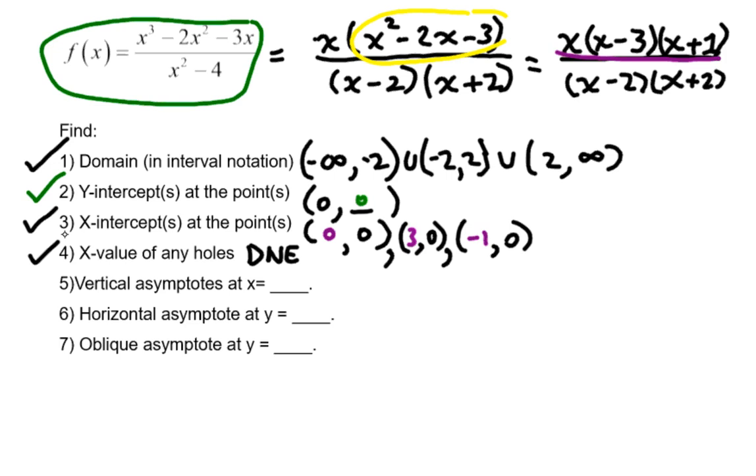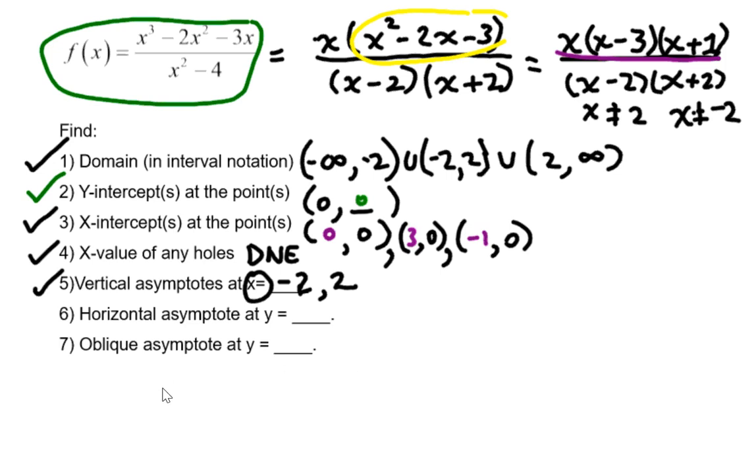The vertical asymptotes of this function would occur at the discontinuities or the values of x that were excluded from the domain. So remember, we said that x could not equal 2 and x could not equal negative 2. So those are the equations of the vertical lines that make our vertical asymptotes. So the answer here is x equals negative 2 and positive 2, because it already has the x equals part. We're just going to put in the values separated by a comma. Okay, so that is number 5 done.